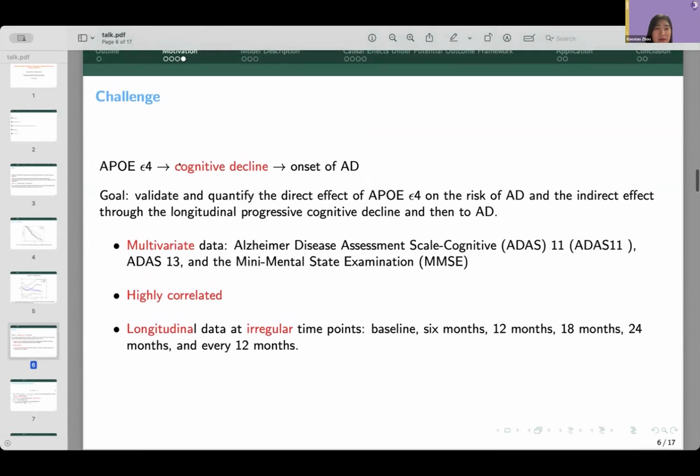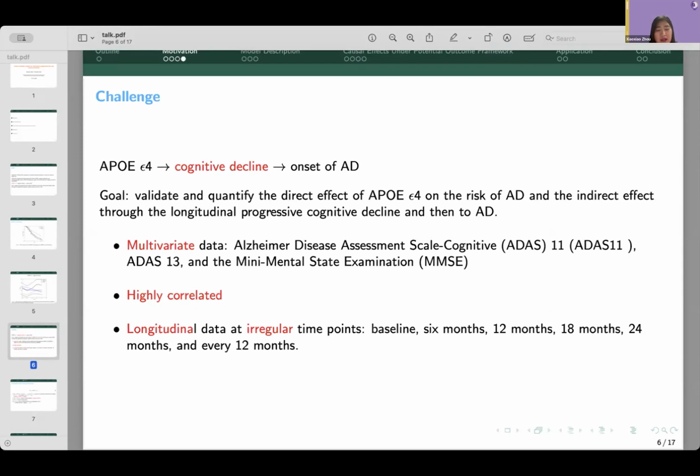So it means that APOE epsilon-4 may affect the onset of AD directly or indirectly through cognitive impairments. Thus, our goal is to validate and quantify the direct effect of APOE epsilon-4 on risk of AD and the indirect effect through longitudinal progressive cognitive decline and then to AD. In this study, the cognitive decline or cognitive ability is assessed by multiple tests.